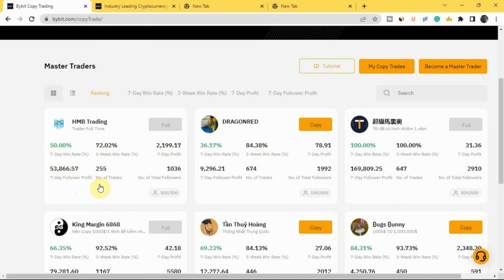And you can see the number of trades. This person has done 255 trades. And you can see the number of total followers is 1,036 followers. But this person's followers are full already, so you can't follow this person again. Now let's check this next person. This person is not yet full. The number of followers is not yet full right here.